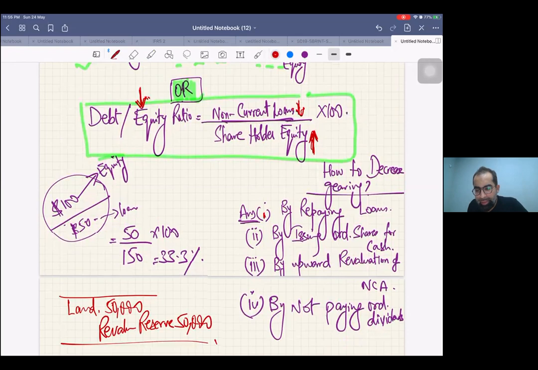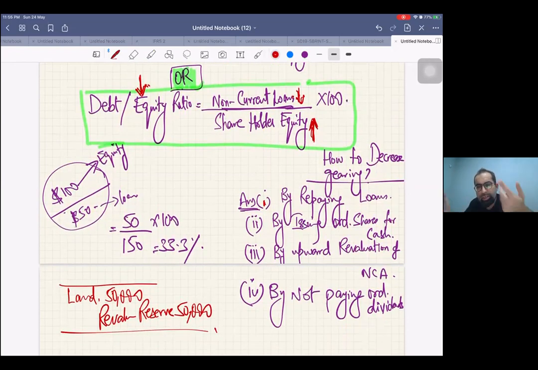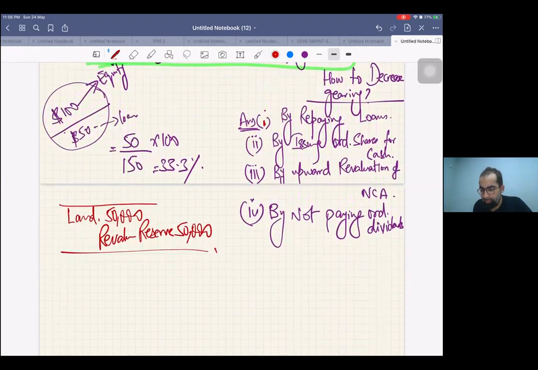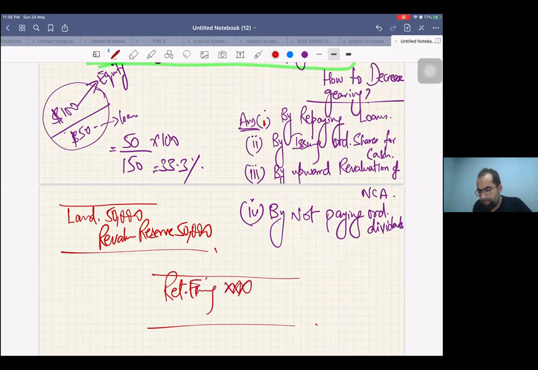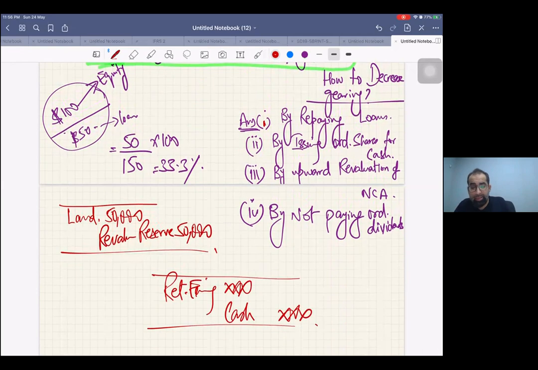Whenever any company pays ordinary dividend, it is paid from retained earnings. Don't forget, ordinary dividend is paid from retained earnings. So when we distribute dividend, we make this entry: retained earnings debit and cash or bank credit. We pay cash. What is the entry? Double entry for ordinary dividends: retained earnings debit and cash credit.